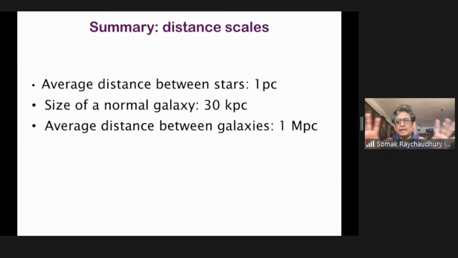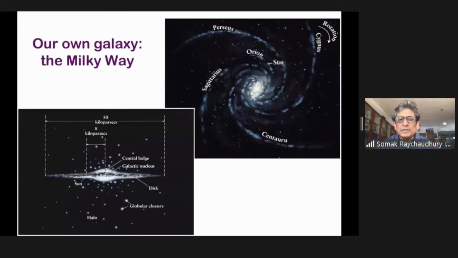And we also said how the average distance between galaxies is a megaparsec. Of course, when a galaxy is in a group, this doesn't hold because the galaxies are closer to each other compared to the average distance between them.